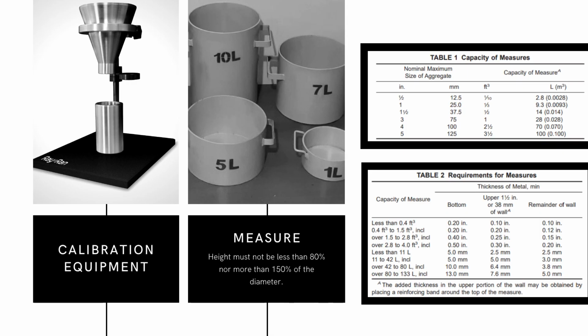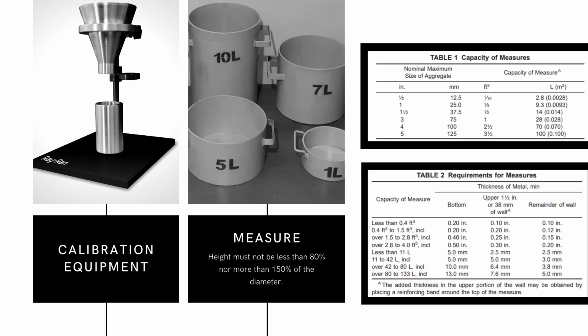Calibration equipment: a piece of plate glass, preferably at least 1/4 inch thick and at least 1 inch larger than the diameter of the measure to be calibrated. A supply of water pump or chassis grease that can be placed on the rim of the container to prevent leakage.